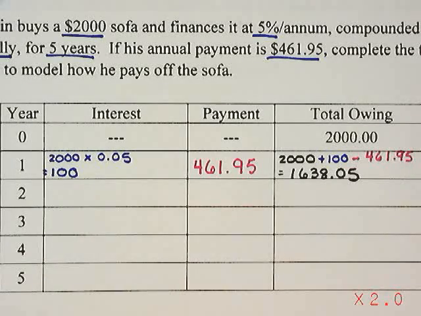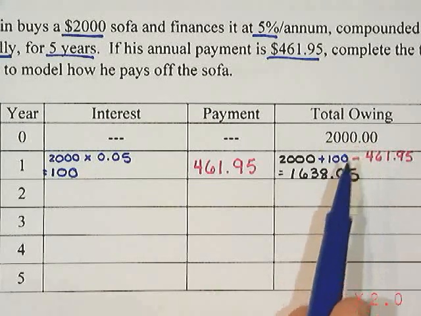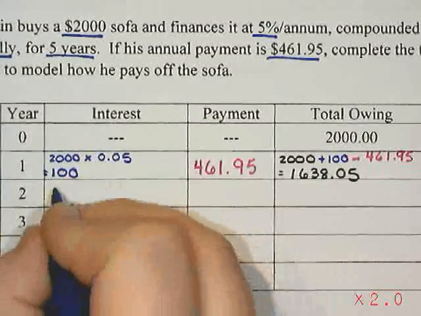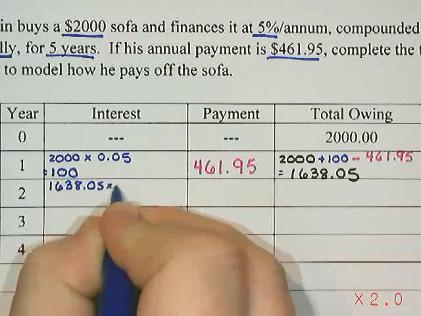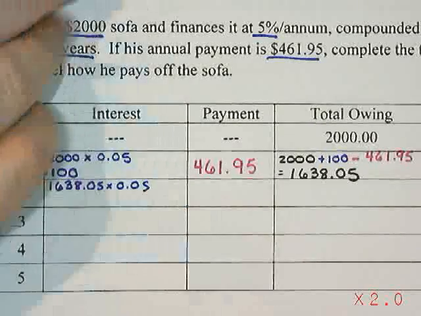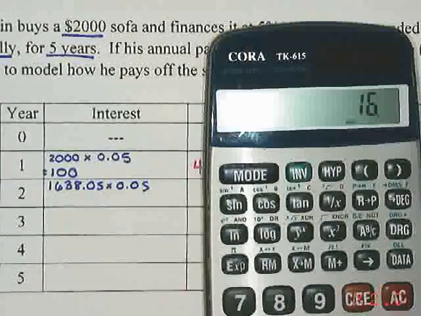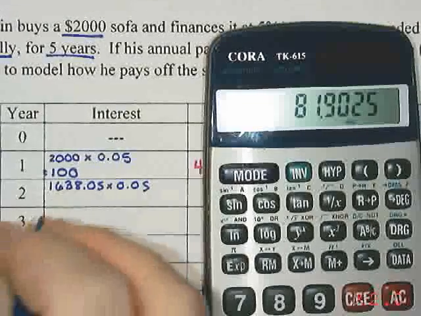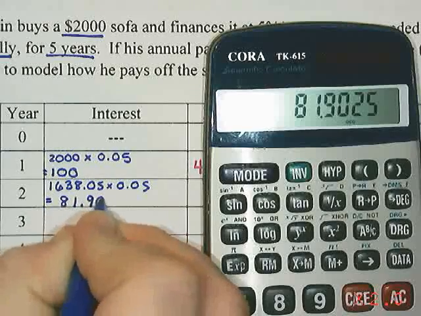Year 2 rolls around and he has to pay interest on what he still owes. He doesn't owe $2,000 anymore. He now owes $1,638.05. So he gets charged 5% of that. $1,638.05 times 0.05 means that he gets charged $81.90 in interest.